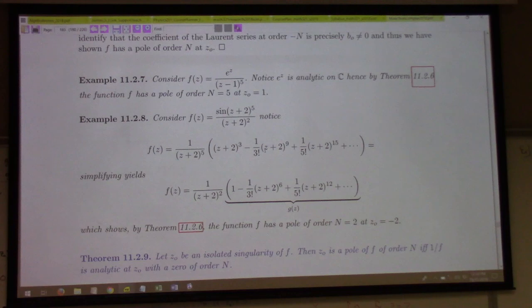All right, I'll stop. e to the z over (z minus 1) to the fifth. So e to the z is analytic everywhere, right? So e to the z is the g of z, and (z minus 1) to the fifth is (z minus z naught) to the fifth. All I've got to do is look at that and note e to the 1 is non-zero, right? So my g of z naught is non-zero. I'm dividing by (z minus 1) to the fifth. Therefore, pole of order 5.